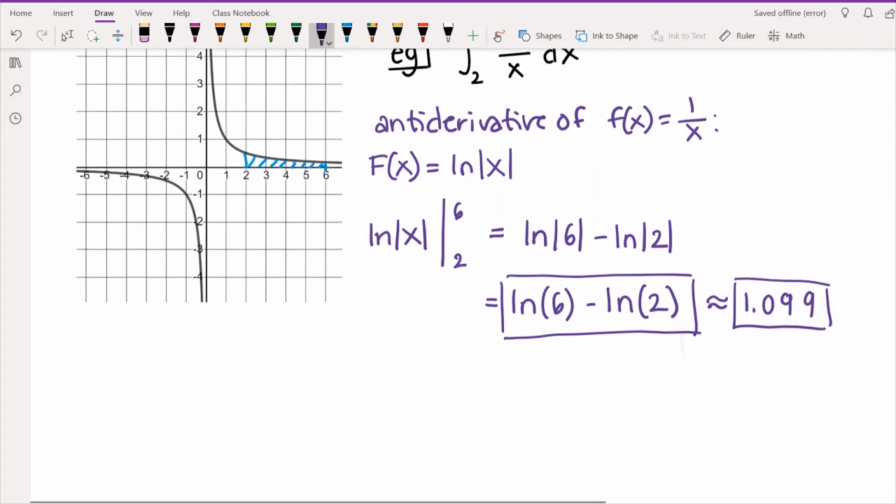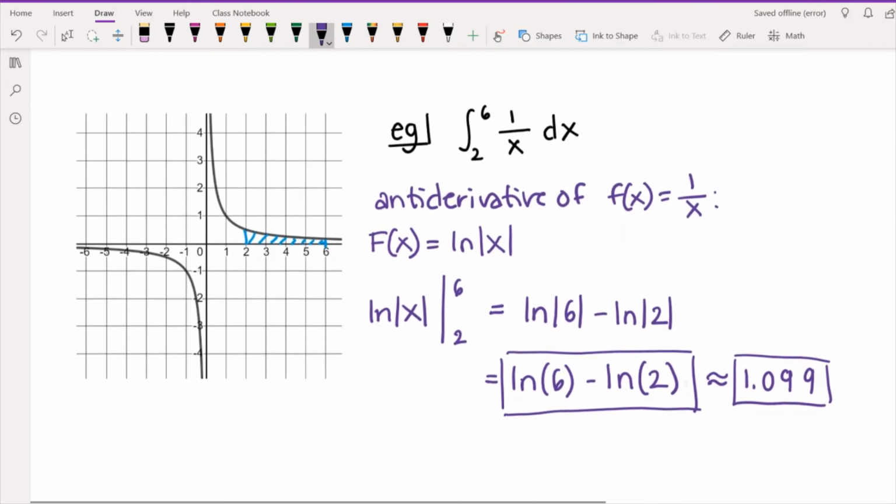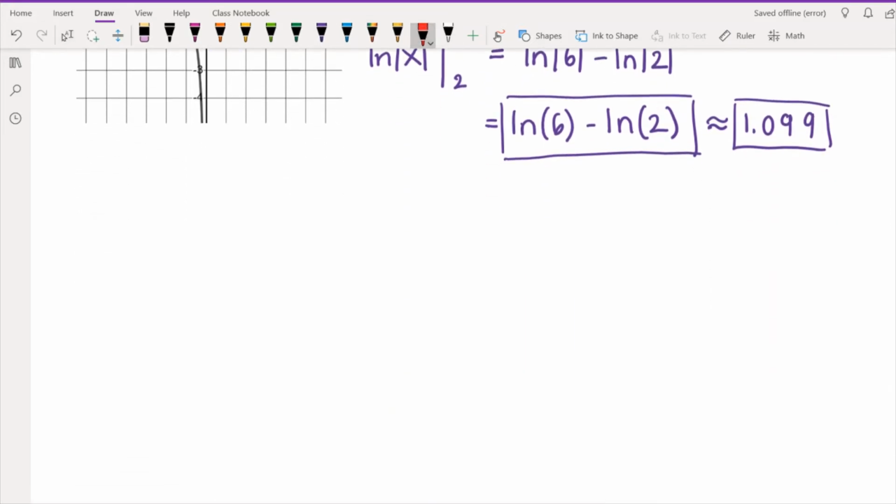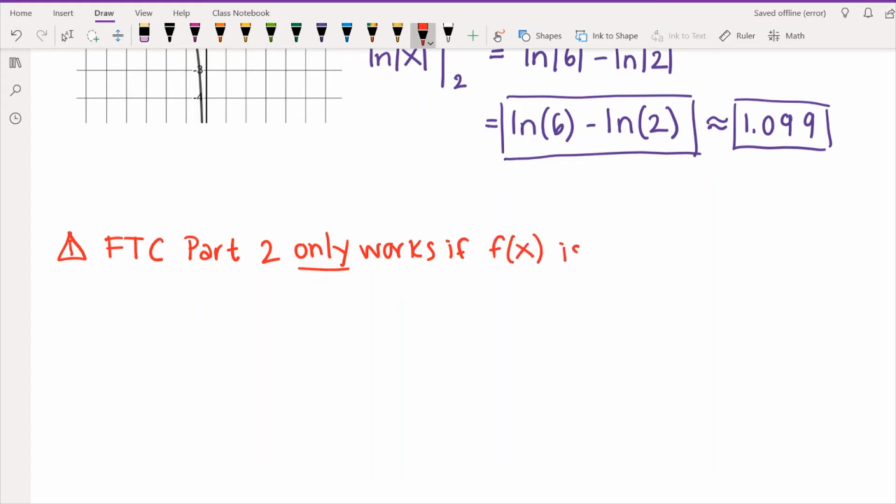So one last thing I want to mention before we get to the proof of the fundamental theorem of calculus part 2 is one kind of statement about situations where we cannot use the fundamental theorem of calculus. So basically, FTC, so fundamental theorem of calculus part 2, only works if the integrand, the function you're integrating, f of x, is continuous on the interval from a to b.